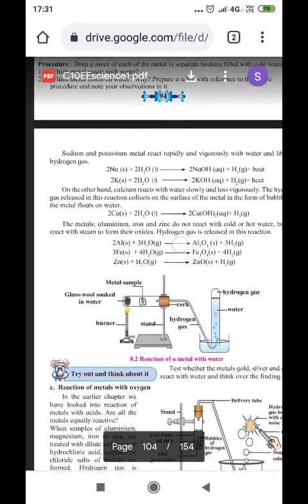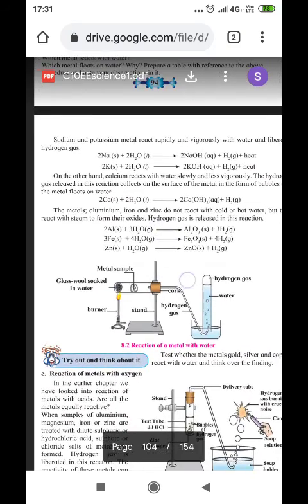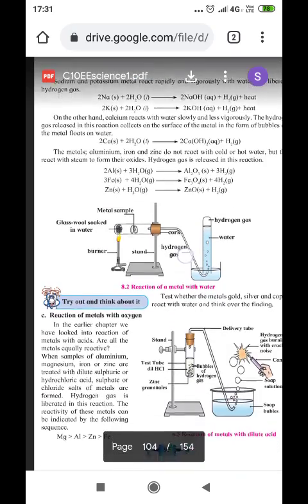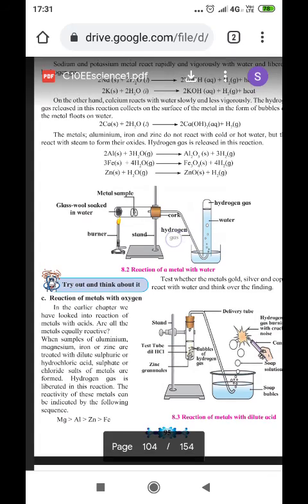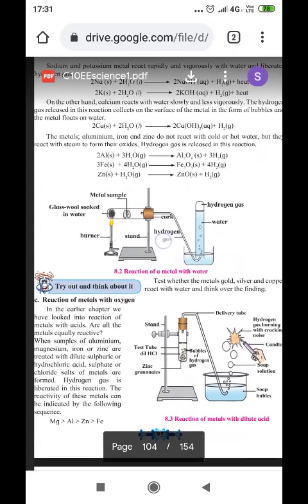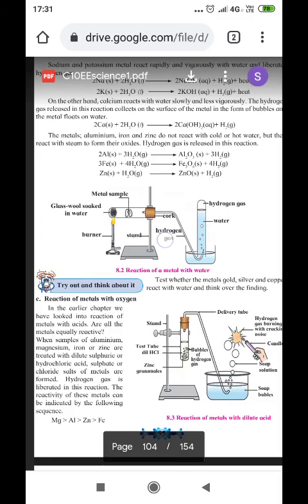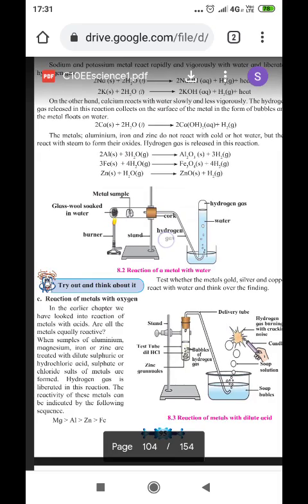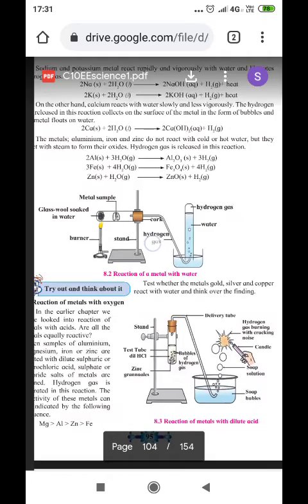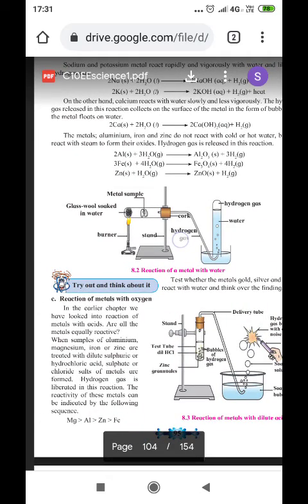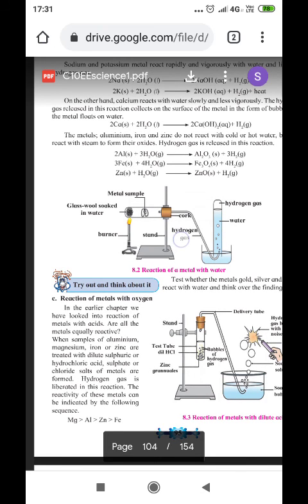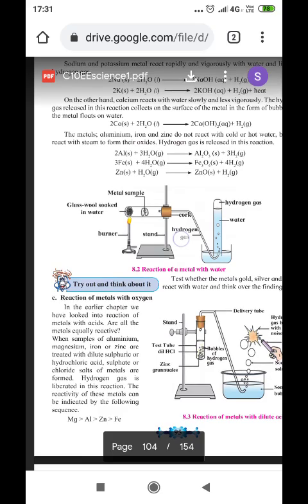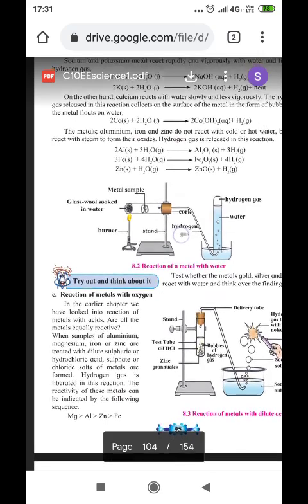Now the sodium and potassium part is omitted, so we'll move to another paragraph. On the other hand, calcium reacts with water slowly and less vigorously. Hydrogen gas released in the reaction collects on the surface of the metal in the form of bubbles, and the metal floats on water. So I hope you have got the answer about which metal floats on the surface of the water, and why it is floating. That I have already explained. Here, calcium reacts with water to form calcium hydroxide, and hydrogen gas is given out.